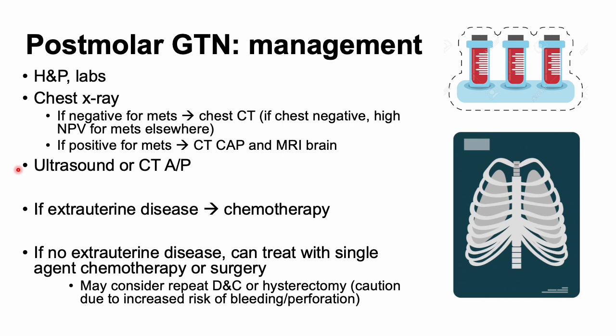So getting an ultrasound to look at that endometrial lining can be very helpful, and a CT chest, abdomen, pelvis. If you do see metastatic disease in the chest, then you are going to want to get a brain MR because you can have brain mets. And then depending on what you find there, you'll move forward with either chemotherapy or you may consider surgery.